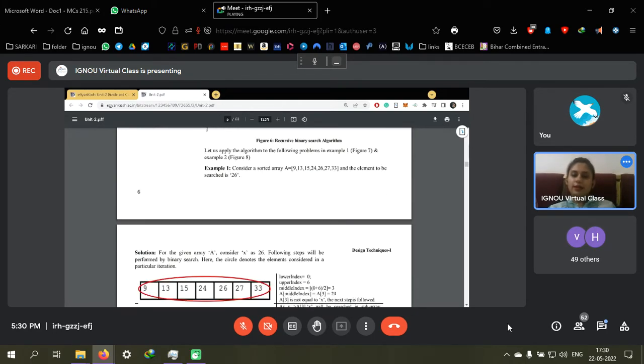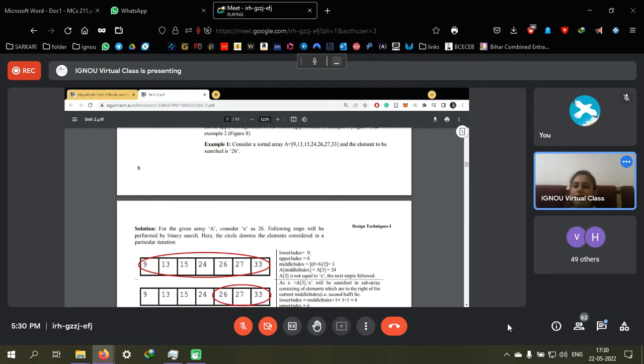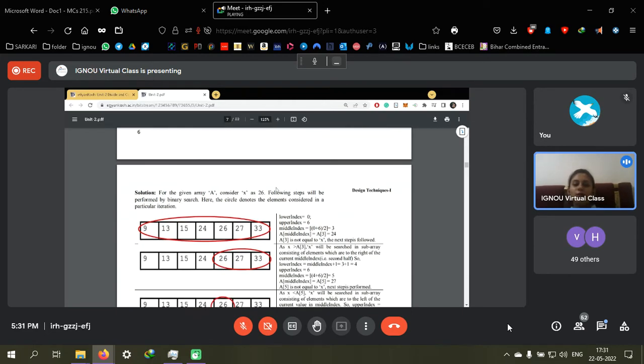So let's take one example. Consider a sorted array. Do remember, binary search is always done on a sorted array. Linear search can be done on any array, maybe sorted and maybe unsorted. But binary search will be applied on sorted arrays only. So here we have a sorted array. Now the key element that we have to search is 26. So now we have to calculate the middle value.